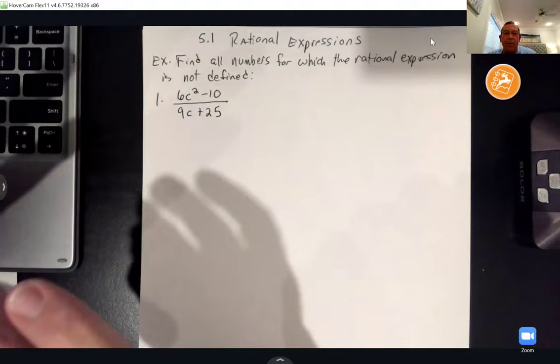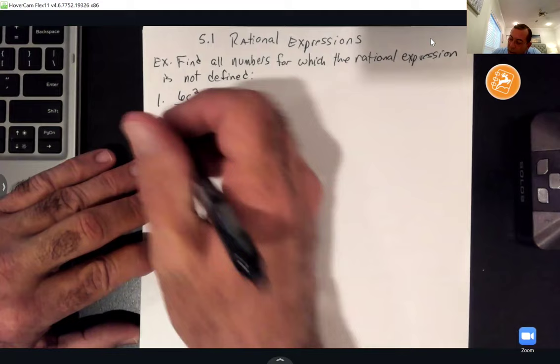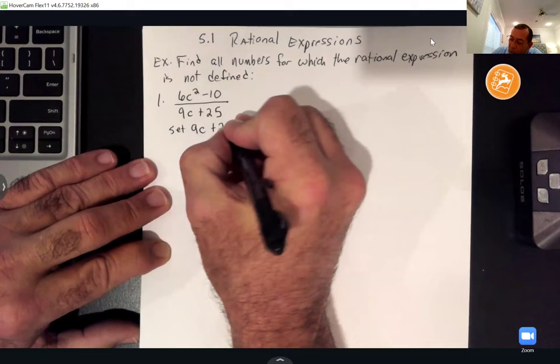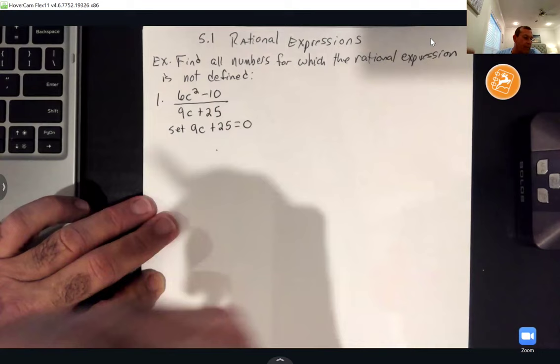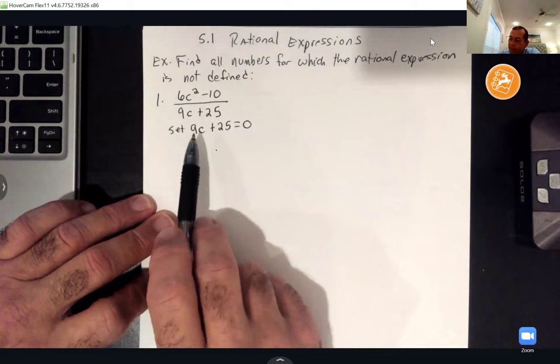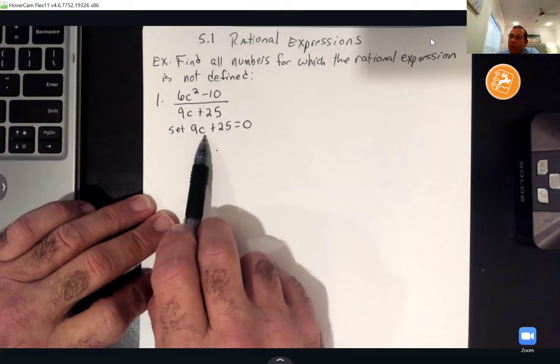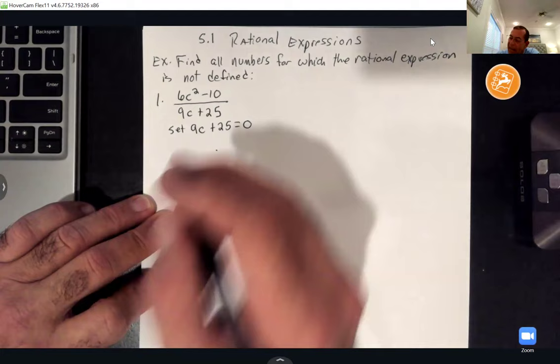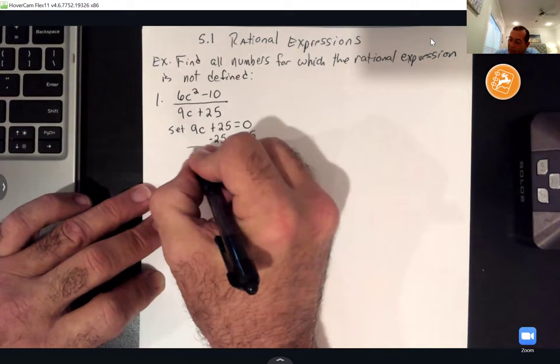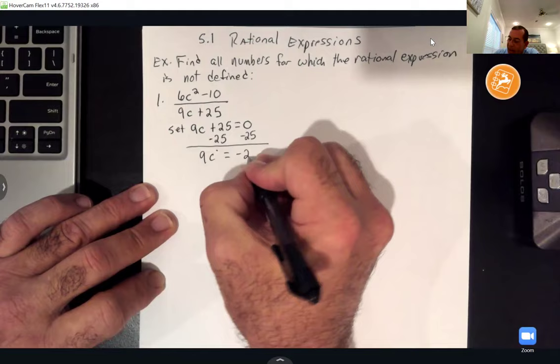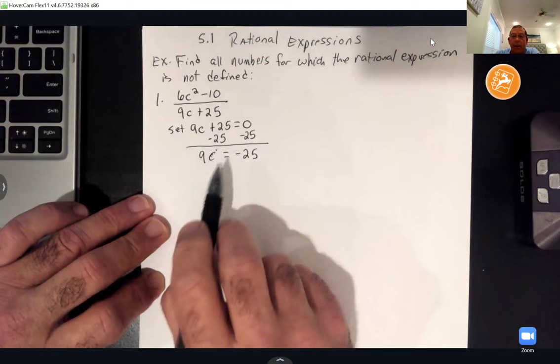Now, remember, we don't care about the top. We're only concerned with the denominator. So what we're going to do, we're going to set 9c plus 25 equal to 0. Once we solve that, we will have our c that makes it undefined. Now, y'all notice this is just a c to the first power. So this is only going to give me one answer. So we're going to subtract 25 and then divide by the 9. So I get my 9c is going to equal a negative 25. And then divide by 9.